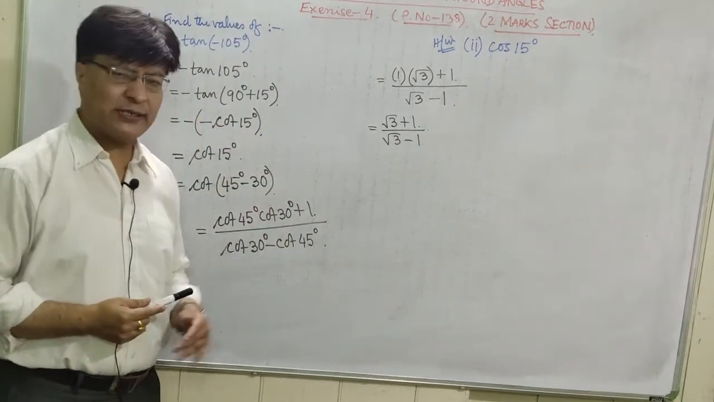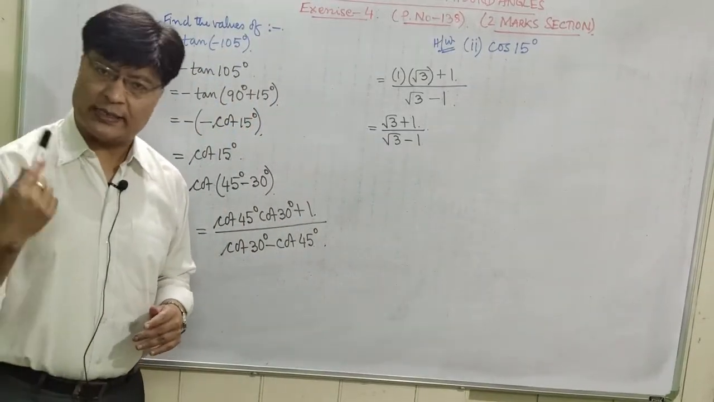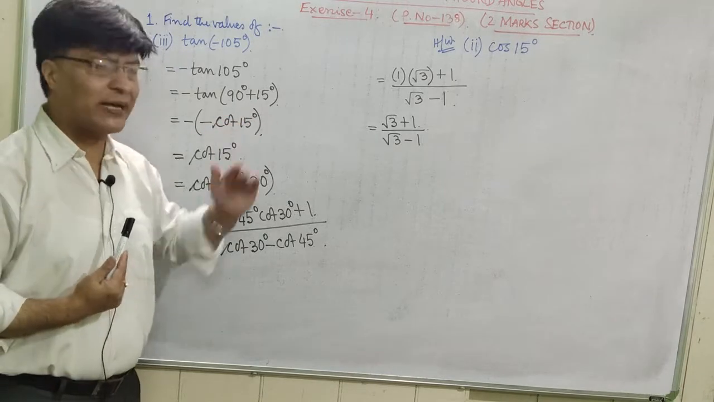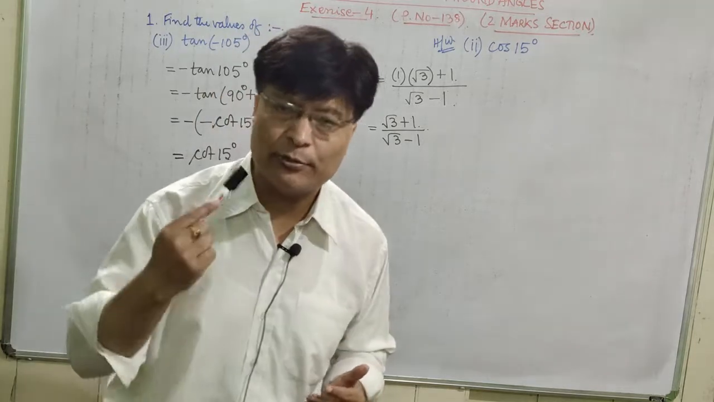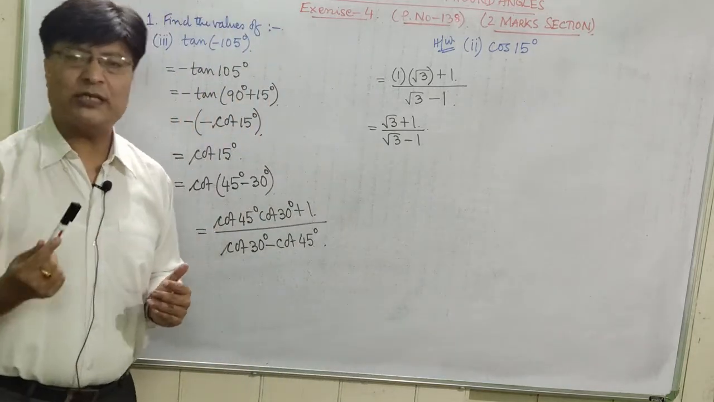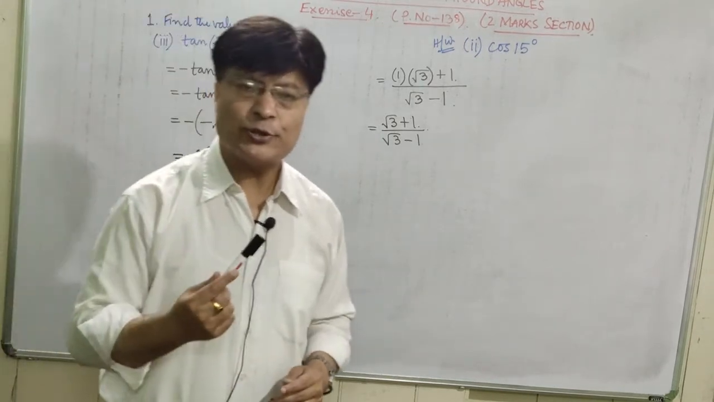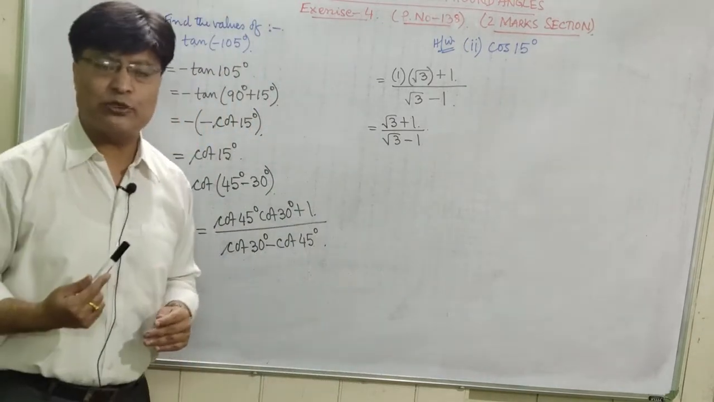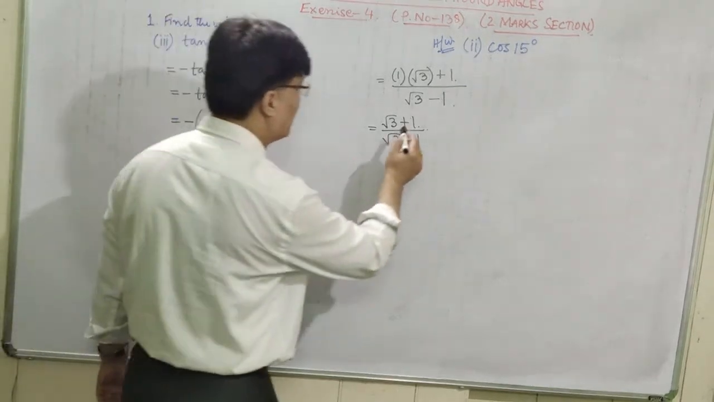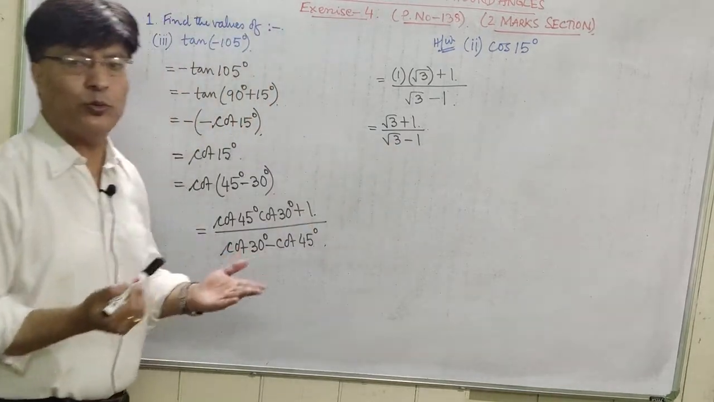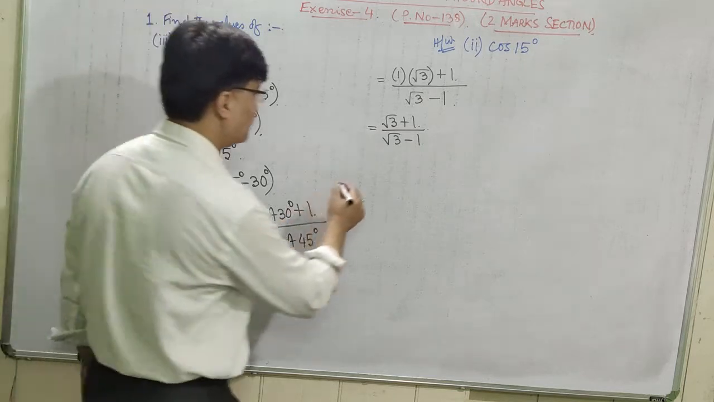You can keep the answer as it is, or you may rationalize the denominator. You have done surds in class 10, isn't it? You know how to rationalize the denominator. Actually, what is the meaning of rationalizing the denominator? Rationalizing the denominator means removing the square root from the denominator. That means you have to multiply both the numerator and the denominator by root 3 plus 1, the opposite sign. You have to multiply both the numerator and the denominator by which expression or which number? That is root 3 plus 1.